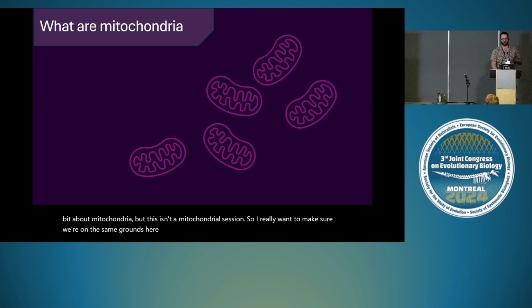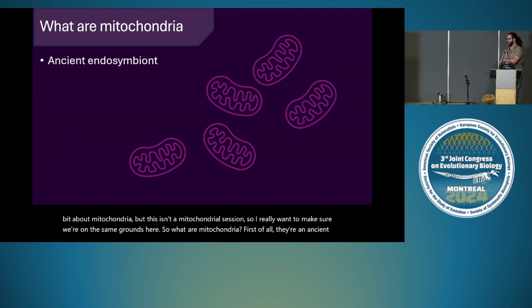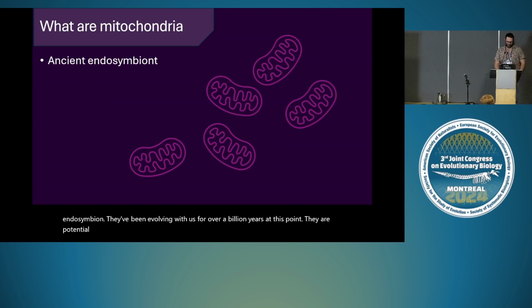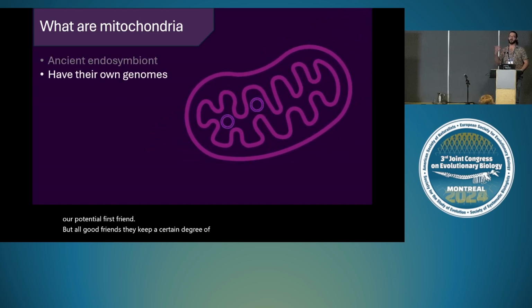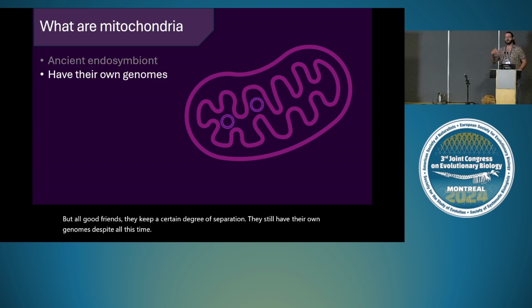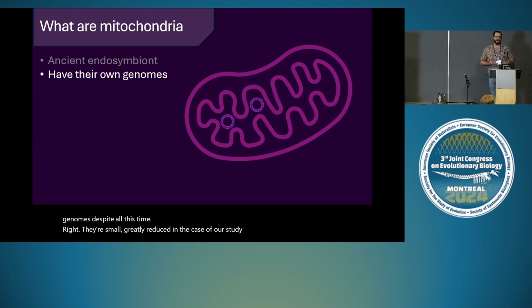So what are mitochondria? First of all, they're an ancient endosymbiont. They've been evolving with us for over 1 billion years at this point. They are our potential first friend. But like all good friends, they keep a certain degree of separation. They still have their own genomes despite all this time, right? They're small, greatly reduced. In the case of our study organism, they're only about 13 kb.